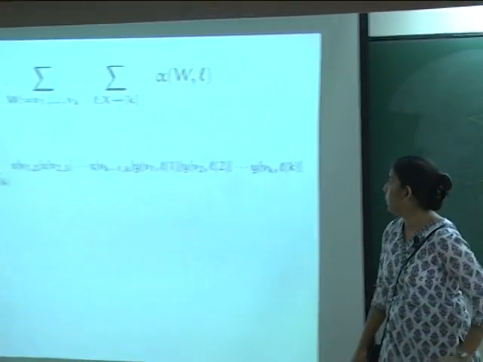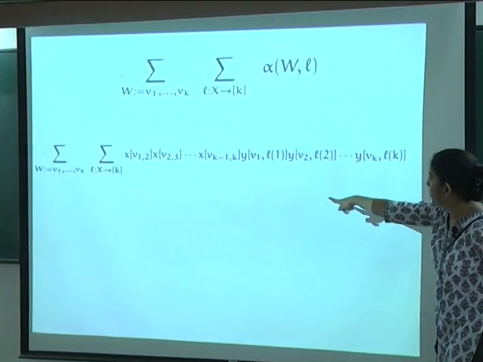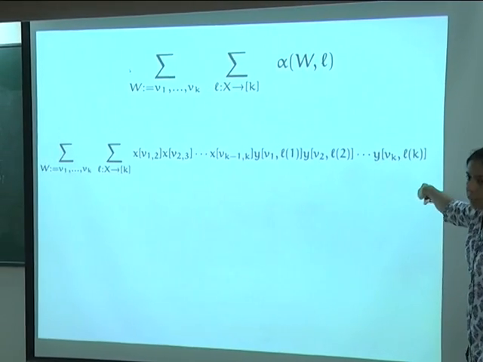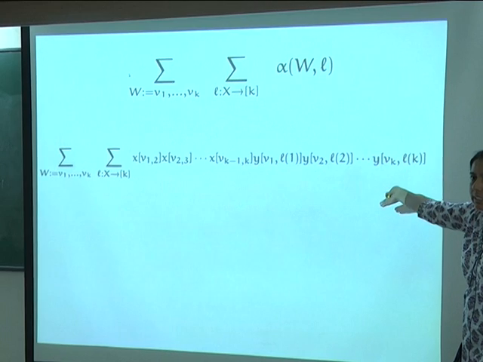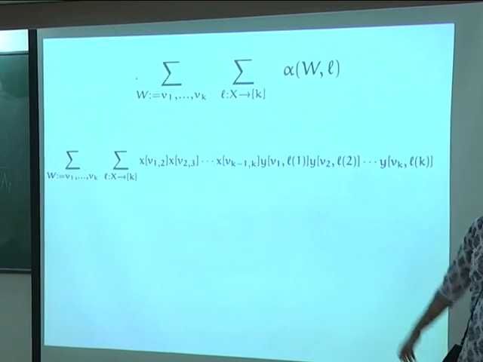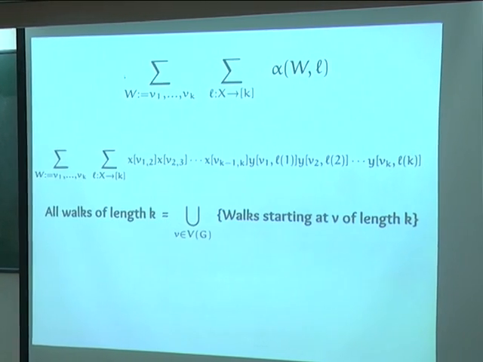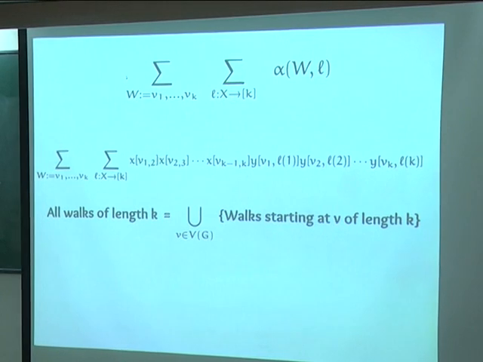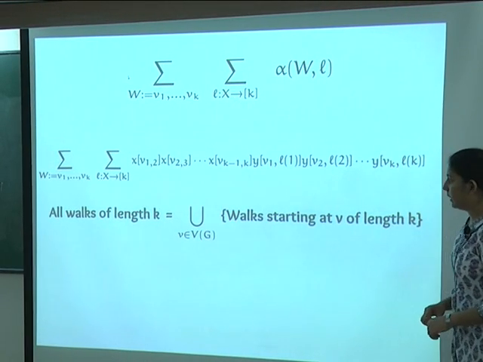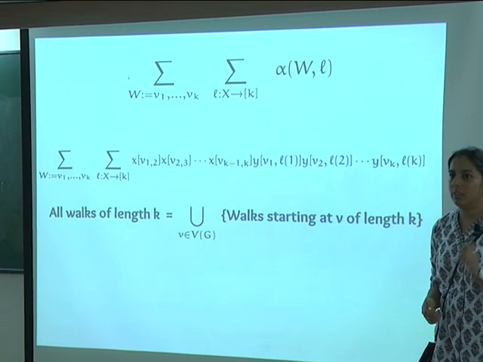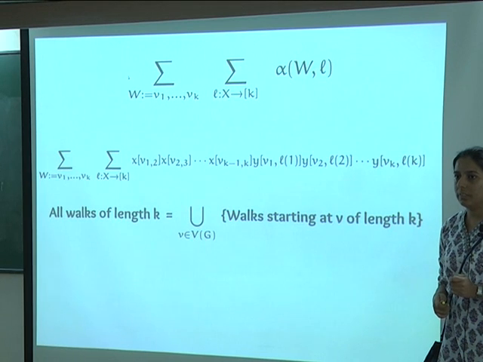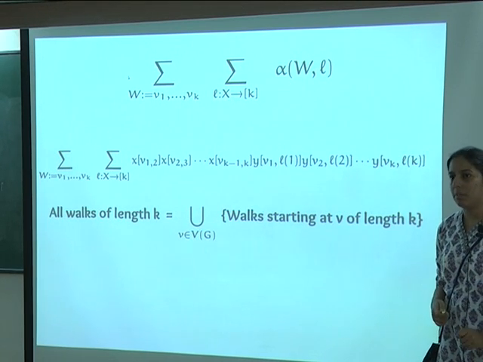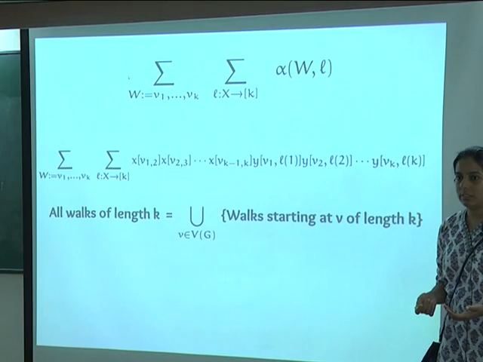Let's just recall what this was. It was the product of all the edges and then the product of all the variables with the labels dictated by L. Okay, just in case we've forgotten by now, slightly. Now let's look at what this space really is: all walks of length k. We might as well concentrate on walks starting at a particular point, because you can just sum over all vertices.